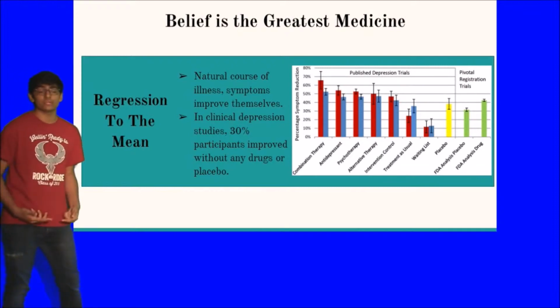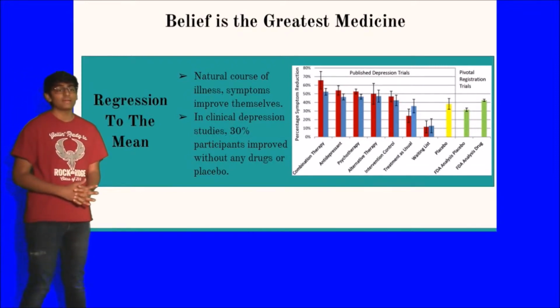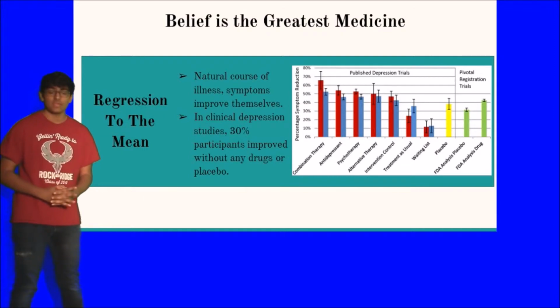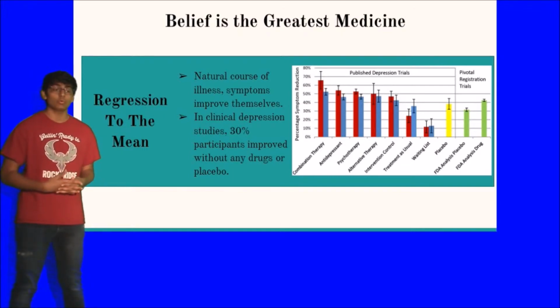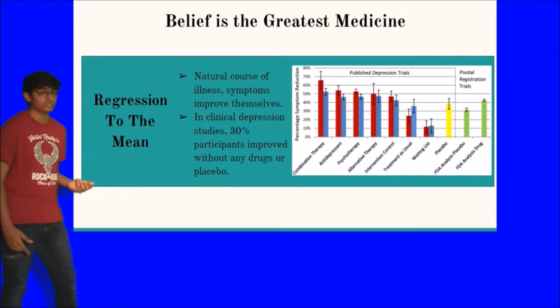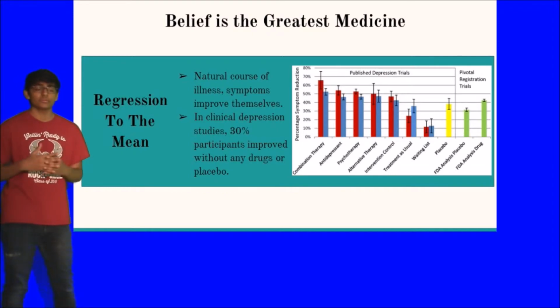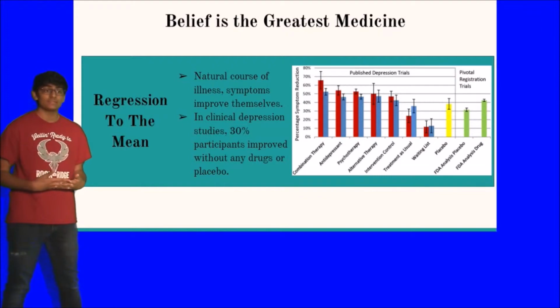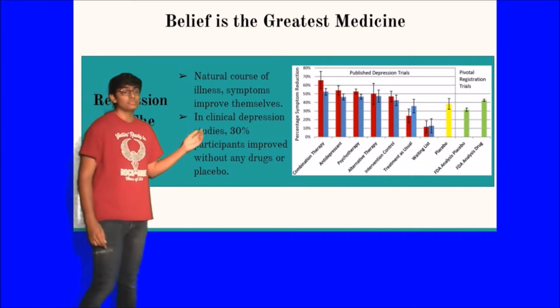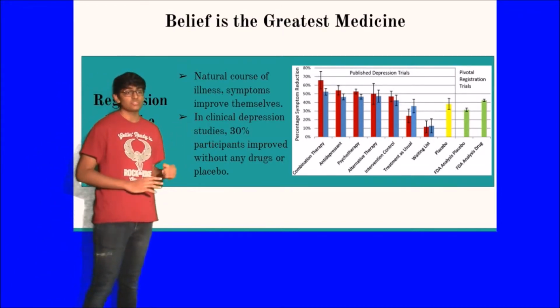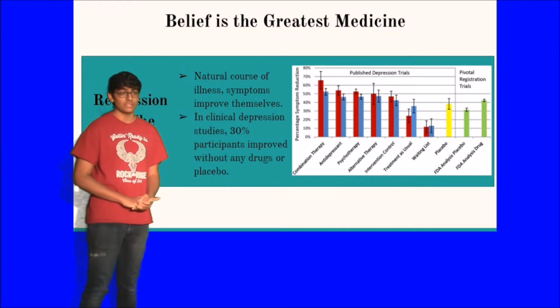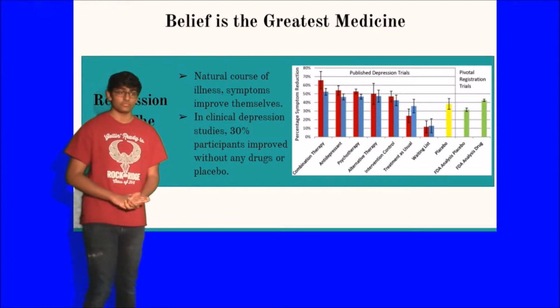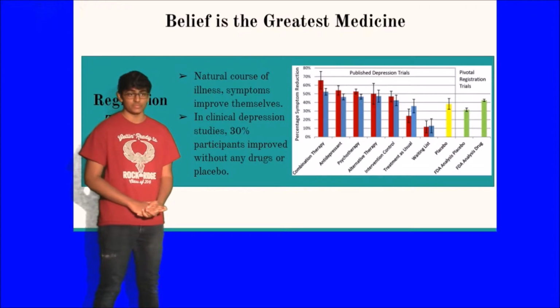The first one is the regression to the mean. What this means is that every illness has a natural course, and time is a very important curing factor. It's a very powerful medicine. What this cause tells you is that over a period of time, patients naturally heal, and they interpret this healing as an improvement, as relief. In the study to the left, you see that the patients who received no treatment or any drugs were almost as effective as those who received treatment or the placebo.